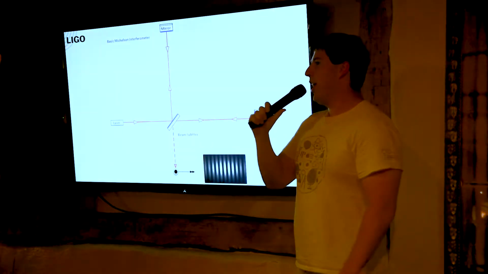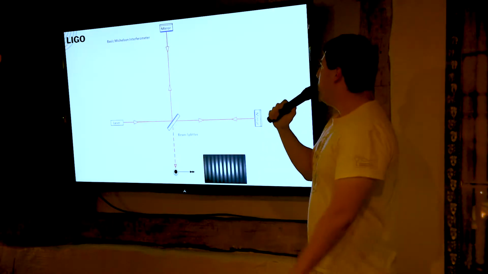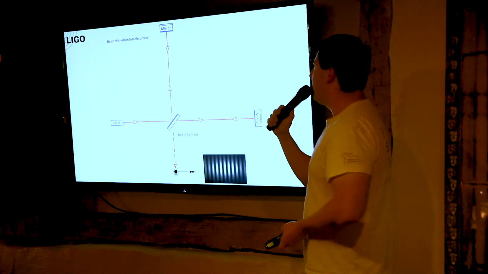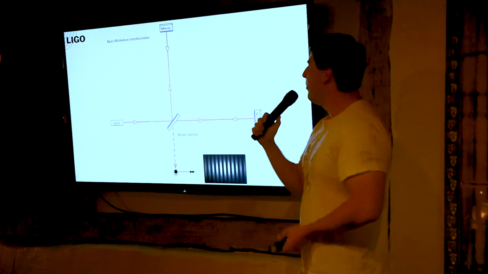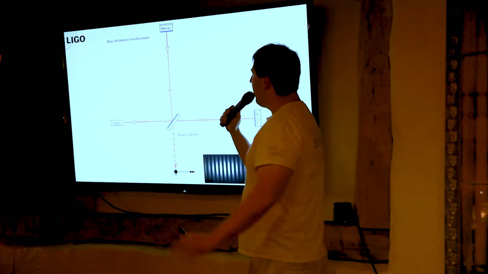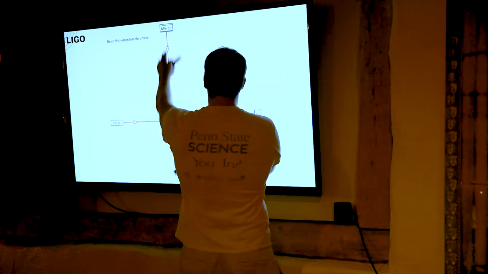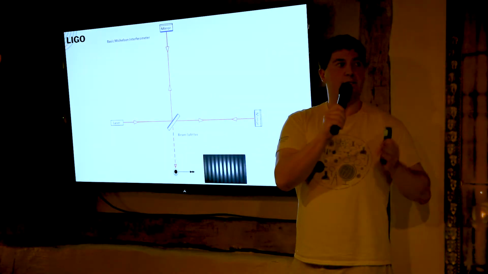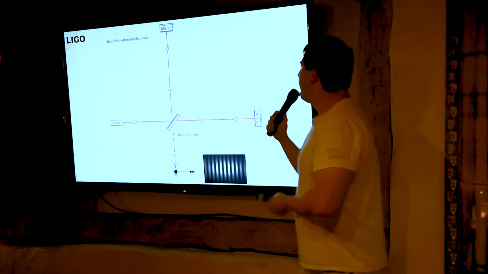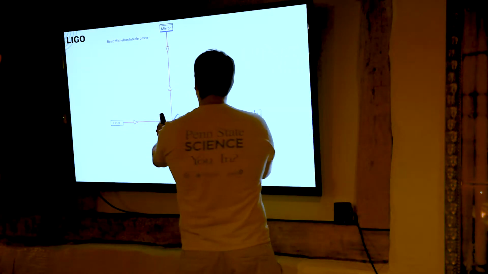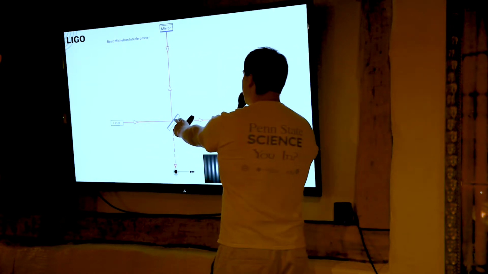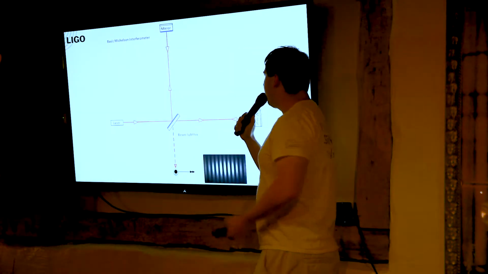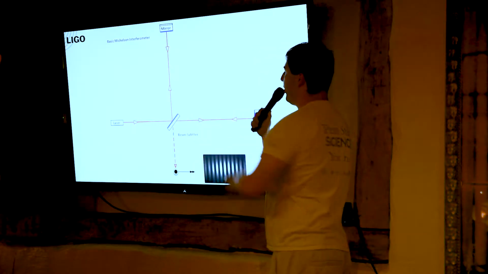So how does LIGO actually do what it does? We need to start off with describing what an interferometer is, and more specifically, a basic Michelson interferometer. So we have a laser, we have a beam splitter, and then we have two mirrors. And down here, we're going to have a photodetector, something that's going to detect light. So a laser shines on the beam splitter. Half of the light is going to be split. It's going to bounce off and head up towards the mirror. The other half is going to pass through the beam splitter and hit this mirror here.